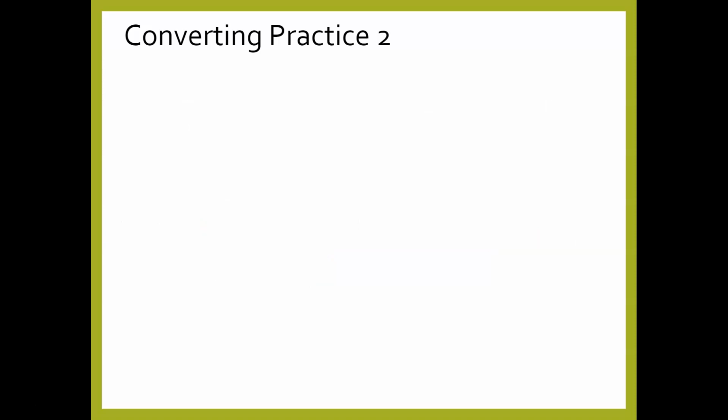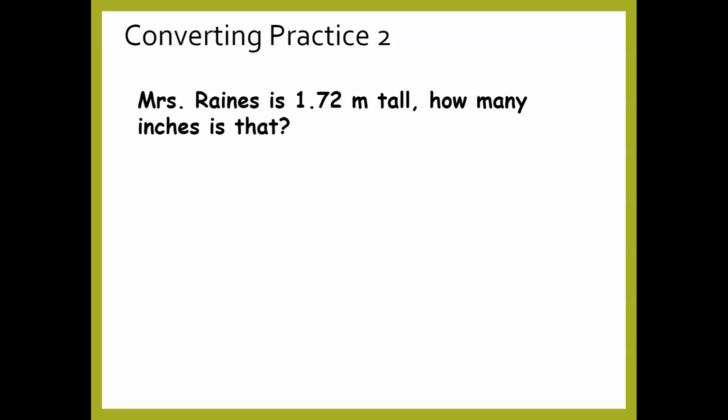Okay, so let's try another one. Mrs. Raines is 1.72 meters tall. How many inches is that? Remember, you've copied down that table, so you should have some understanding. The first step is always to write down the given quantity and unit. So we have 1.72 meters. So far, so good. Then we write down what we're trying to find: how many inches. So on the right-hand side, we put an equal sign and the unit inches.